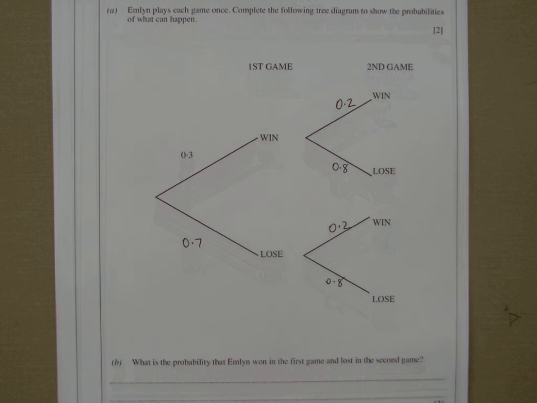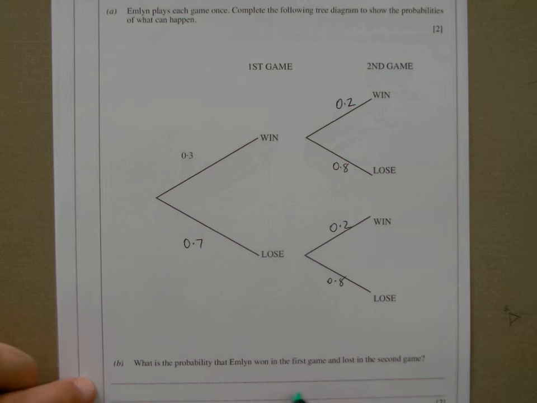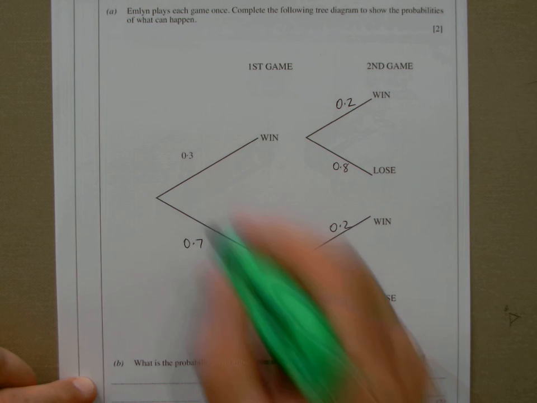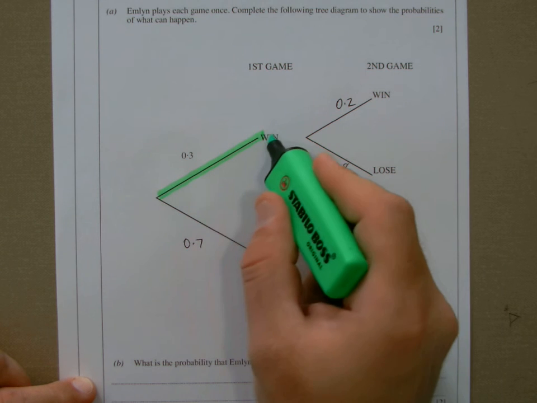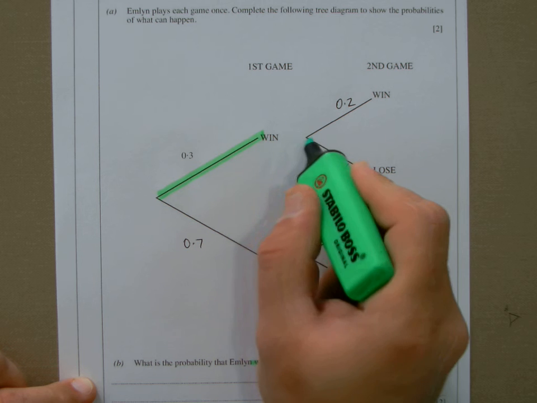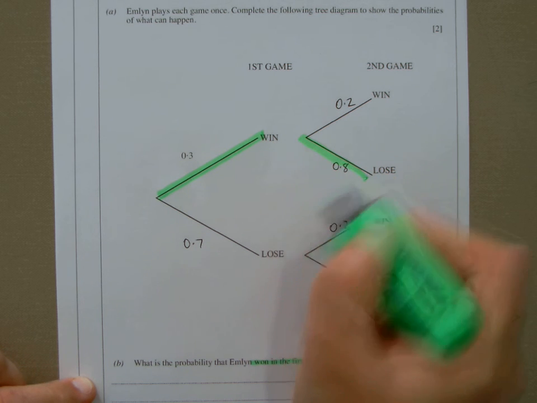So it says then, what is the probability that Emlyn won in the first game and lost in the second game? So what we need to do is go along the branches that apply here, okay? Sometimes there's more than one root. We'd have to include them all, but in this case, it says won in the first game, so that means he goes along this branch here, okay? And lost in the second game. So he won in the first game, that's where he is now, and lost in the second game, so he goes that way there then, okay?